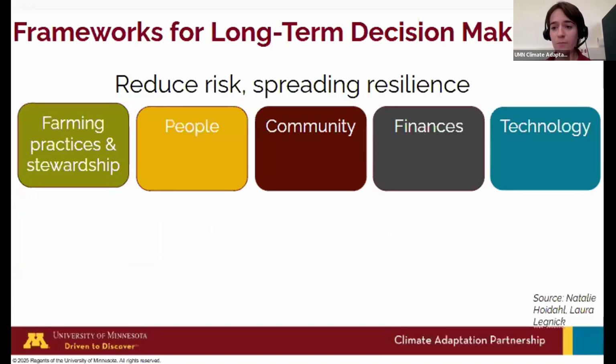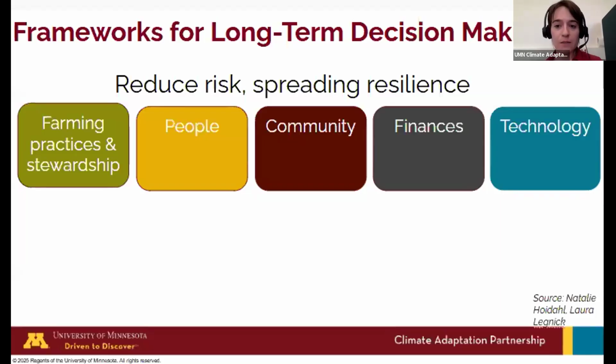Another component of this planning process is thinking about ways to either reduce risk or spread resilience across multiple components of the farm. So, again, if we're thinking about farming practices and stewardship, we might employ reduced tillage or cover crops or more diverse rotations. If we're thinking about people, if we know that pests are increasing, which will require more scouting, perhaps a person on your farm is going to be trained in drone operation so that you require less people power. Or if you have a smaller farm, perhaps you're training your staff in what to look for.